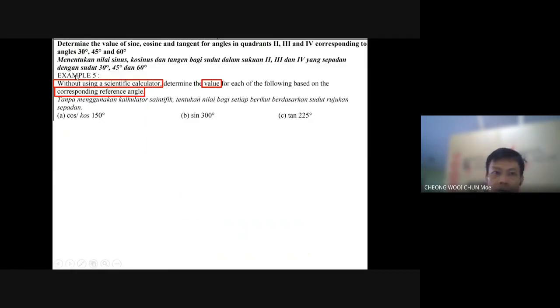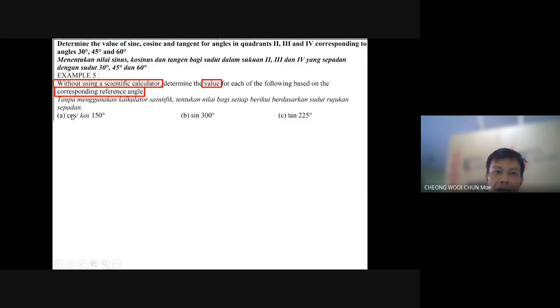Example 5. Without using a scientific calculator, the calculator is just to find out which side it belongs to, which tangent, sine, or cos angle. Determine the value for each of the following based on the corresponding reference angle.